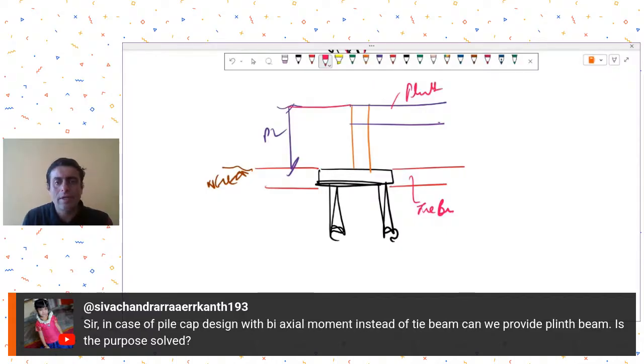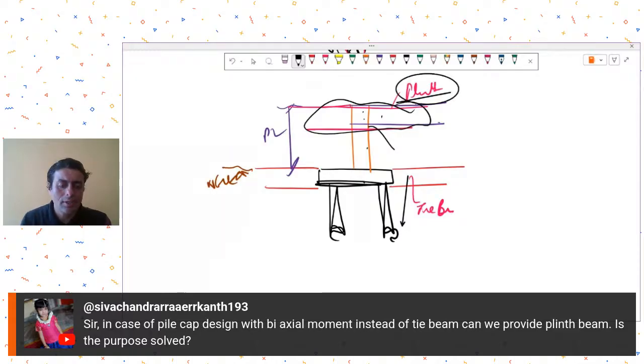Will it be effective? It will be effective, but the efficiency is most when it is at the tie beam level. So this plinth beam is connected to the pedestal or column, and this column is in turn connected to the tie beam and pile cap. So the effectiveness of this plinth beam is naturally not as much as what you get from the tie beam.